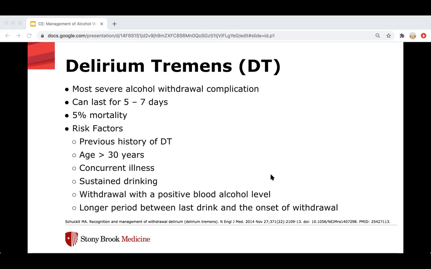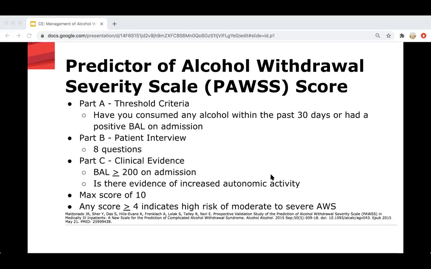And this delirium tremens, like I said, it's hallucinations, disorientation, hypertension, hyperthermia, diaphoresis, all of these severe symptoms, and it can also lead to coma and death. So this is what we're trying to prevent when we're treating these patients with alcohol withdrawal.